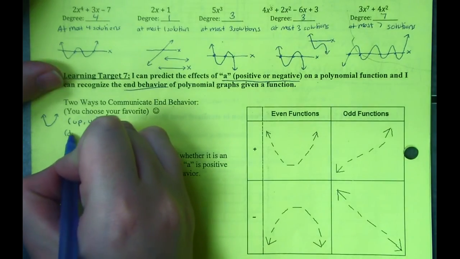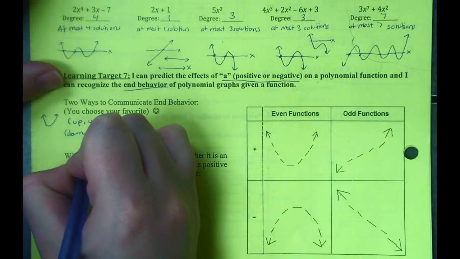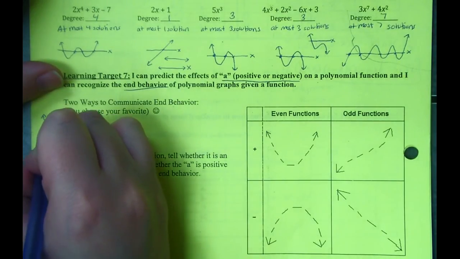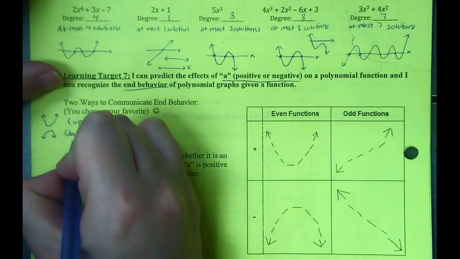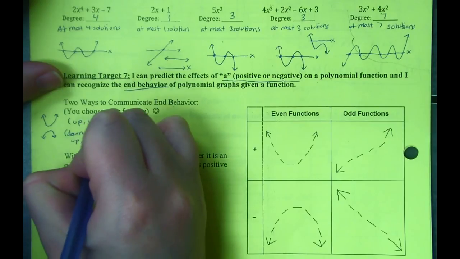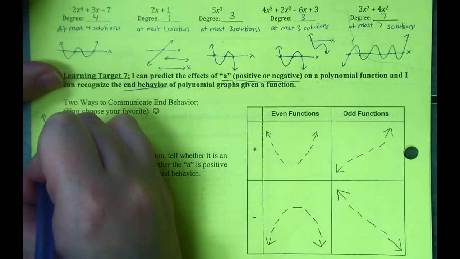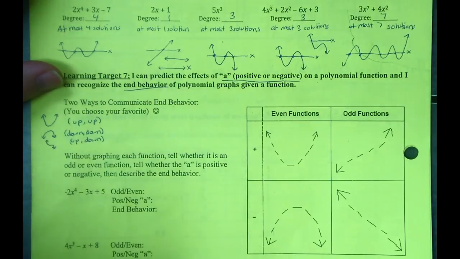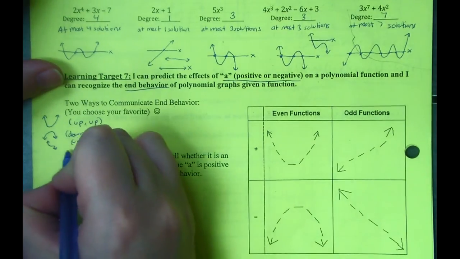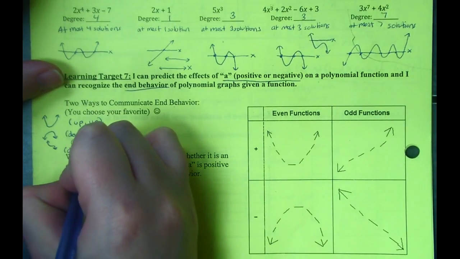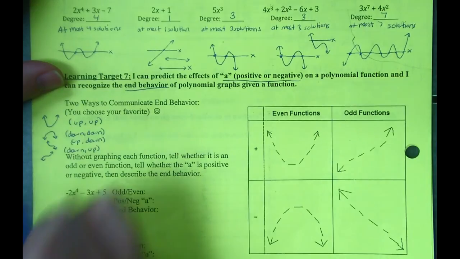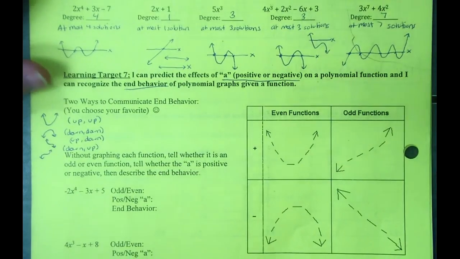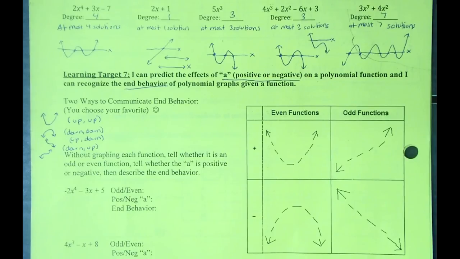Or you could say down, down. That means it goes down at one end and down at the other end. You could say up, down. That means it starts up and then ends down. Or you could say down, up. That means it starts down and then ends up. So that's the first way to communicate end behavior, is with words.